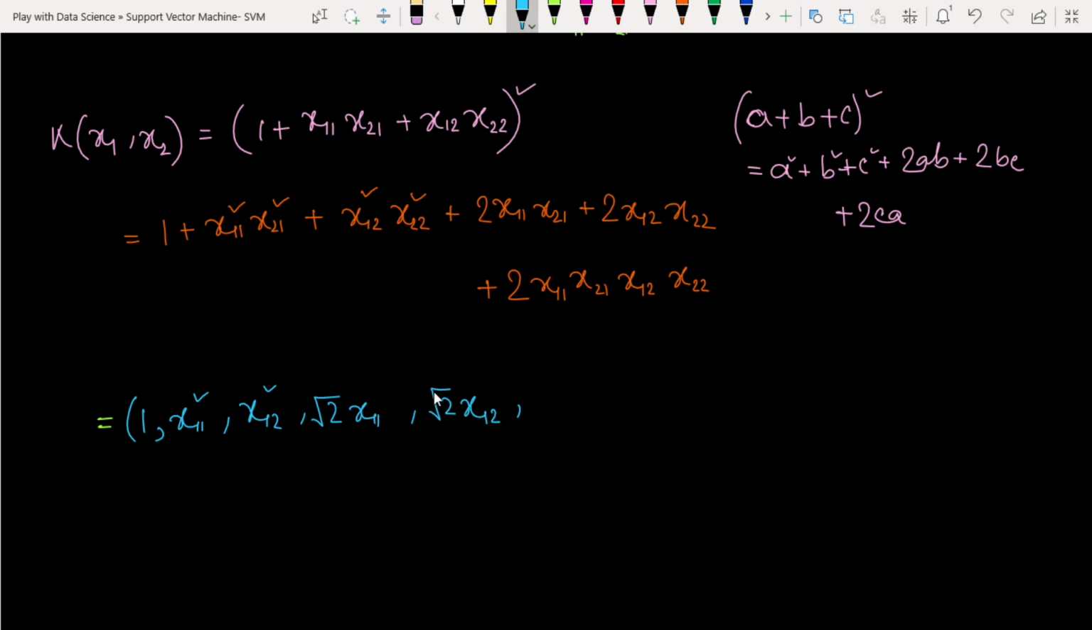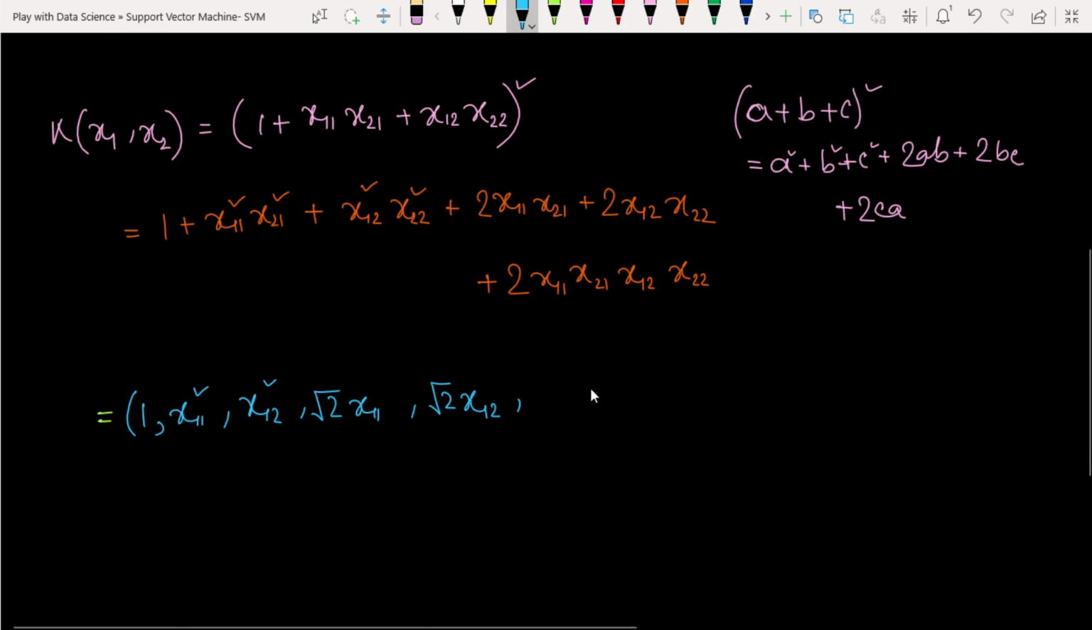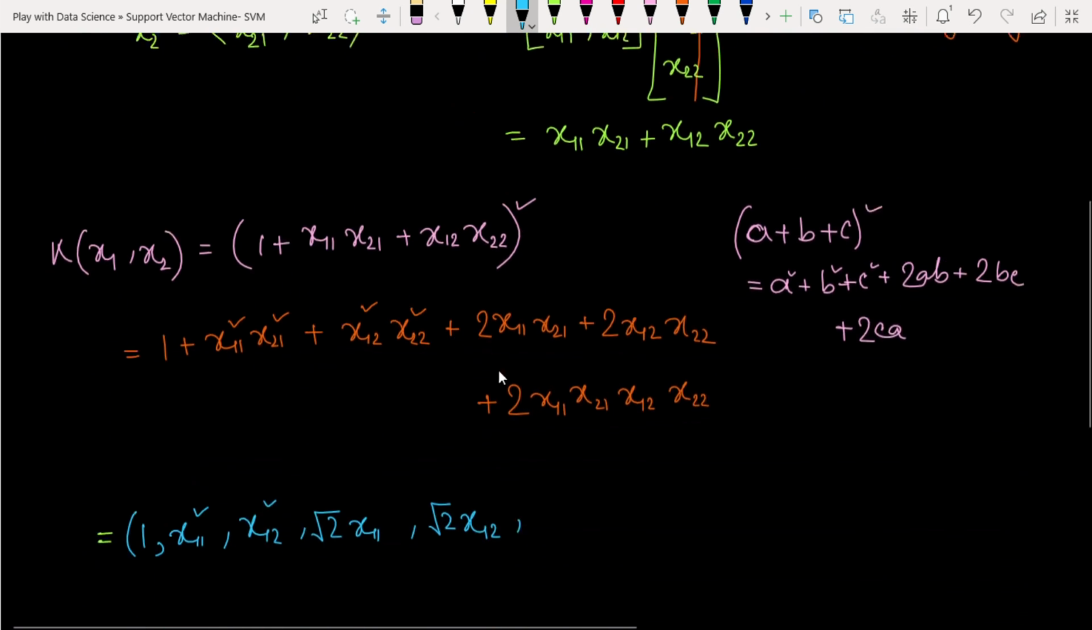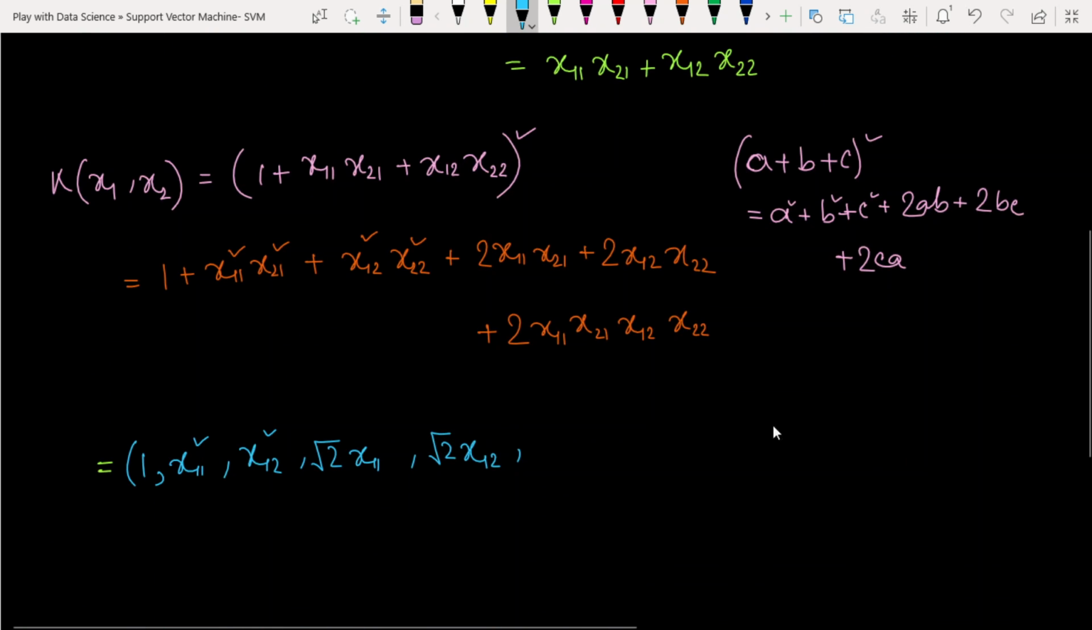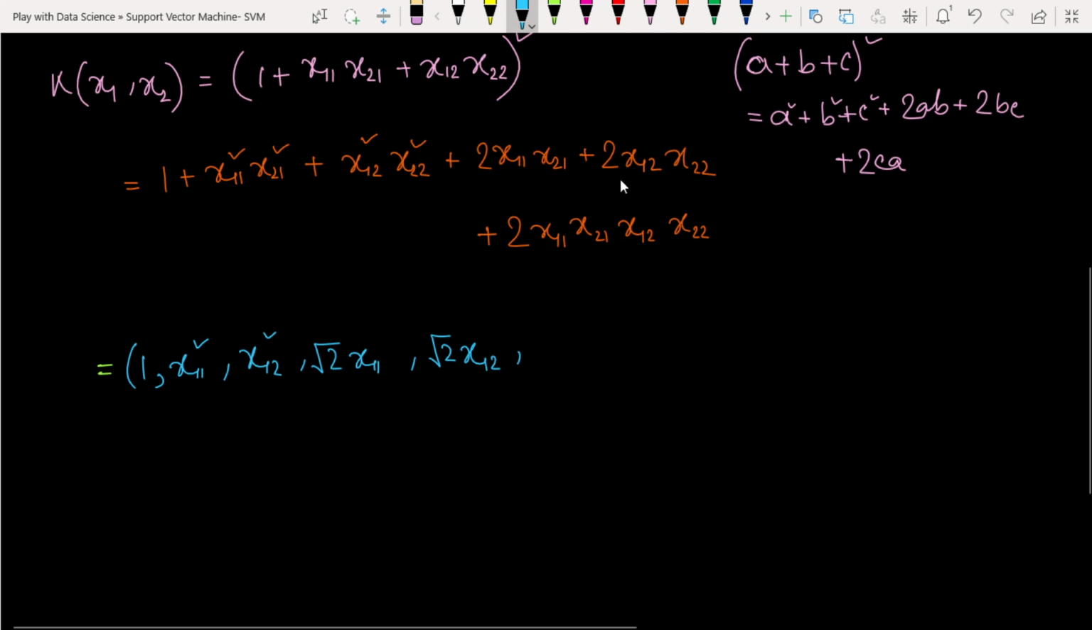Just means our main motto is we are taking x1 in one vector. So what does x1 mean? x11 and x12, all the components of x1 we are trying to write in one vector, and x2 vector, x21 and x22, in another vector we are writing the other components of x2. So this is our main motto. Okay, so x12 plus root 2 into x11 x12.